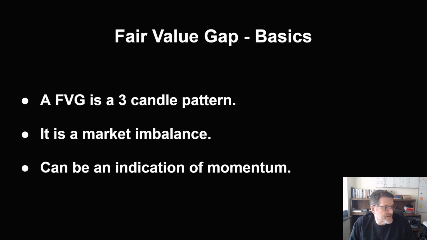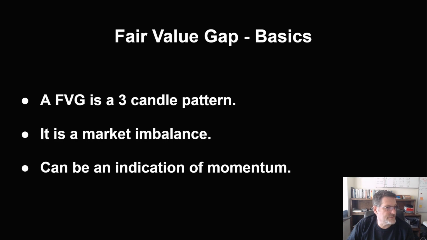A fair value gap is a 3-candle pattern, and we'll show you some examples and then go to the charts and give you some more examples. It's basically a market imbalance. As we go forward and more into the advanced, you'll begin to realize that the market seeks to balance those imbalances, which means it will seek to go back to those fair value gaps. Also, fair value gaps can be used as an indication of motion, especially when used with the concept of displacement, which will be in the next lesson after this.